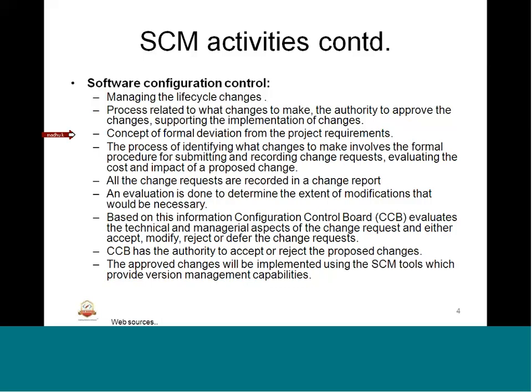Next one is the concept of formal deviation from the project requirements. Suppose the requirement is going to change and there is a deviation in some sort of an activity, then we need to control that as well in terms of the deviation process. The process of identifying what changes to make involves the formal procedure for submitting and recording change requests, evaluating the cost and impact of a proposed change.